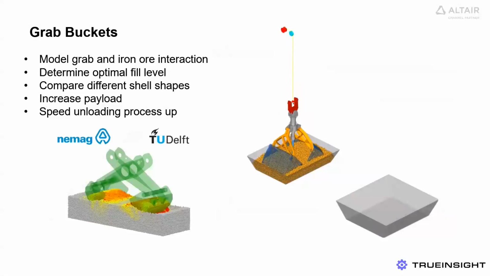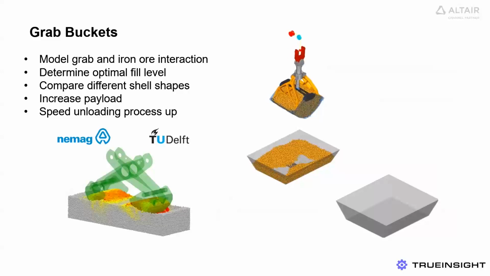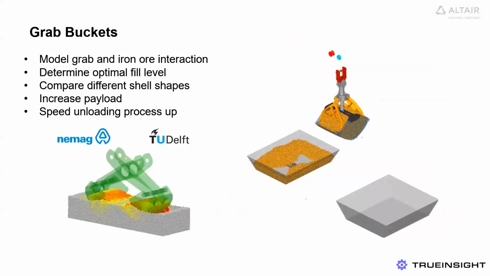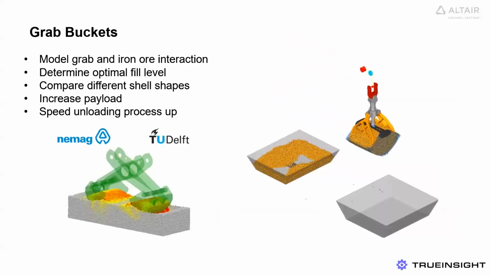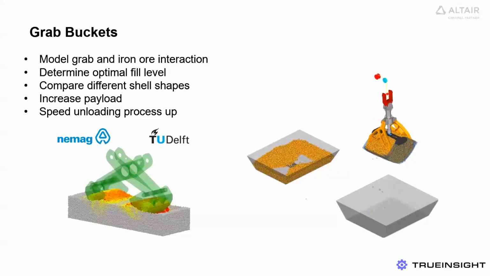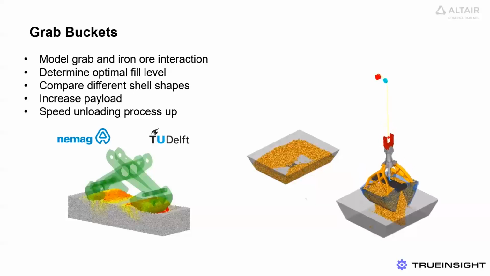Switching applications again, we've got grab buckets. Grab buckets are a type of equipment used to unload dry bulk cargo vessels, grabbing dry bulk material such as iron ore or coal from the vessel and transferring the grabbed material to a hopper on the quay.